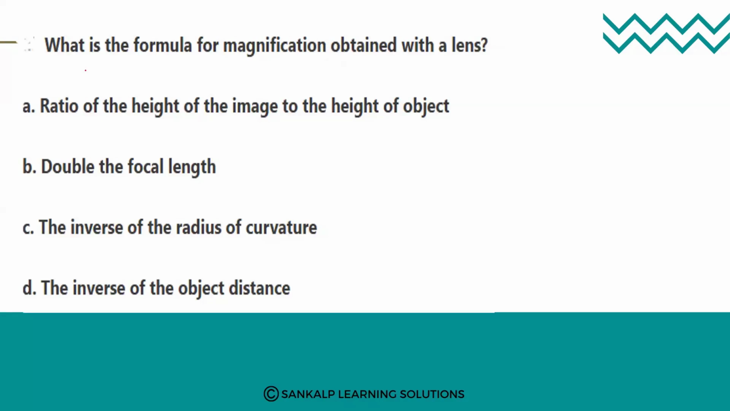Next one. What is the formula for magnification obtained with the lens? Ratio of the height of the image to the height of the object, or double the focal length, the inverse of the radius of curvature, or the inverse of the object distance. Which option is right here? Ratio of the height of the image to the height of the object, that is M is equal to the height of the image H dash divided by the height of the object H. So this is the magnification. So option A is right.